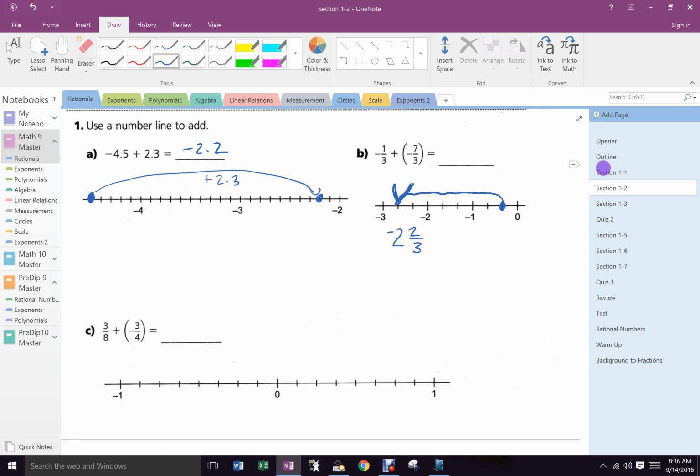Look at my number line. What is my number line chopped into? 8. So which of these does that work with? This one right away. But it works with fourths too. Why? Eighths are double the fourths, right? So this leads us into the next thing that we're going to be doing today. This, we don't want to do this, do we?